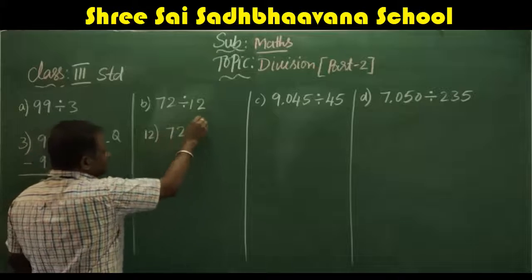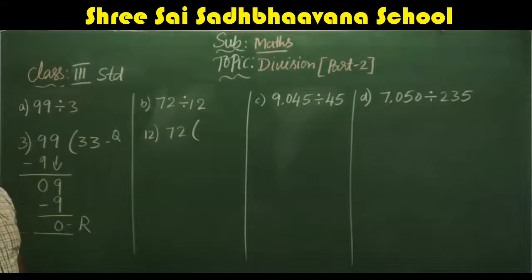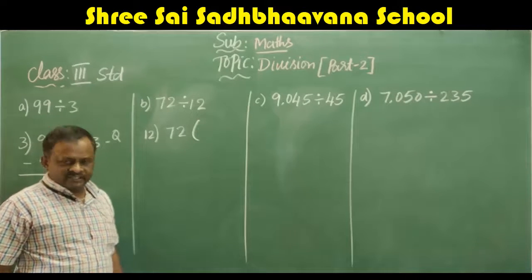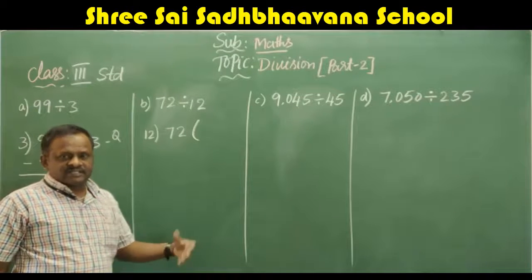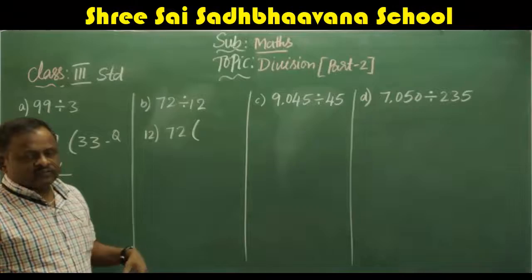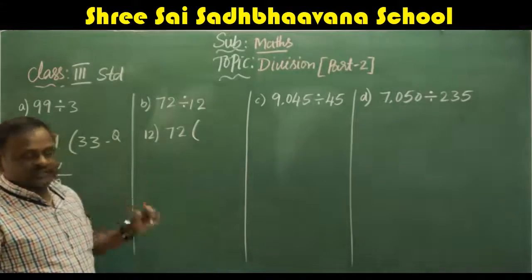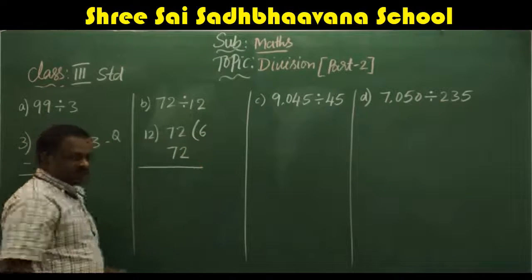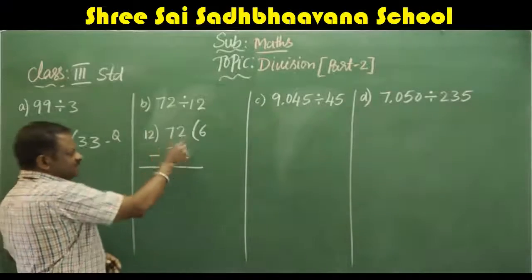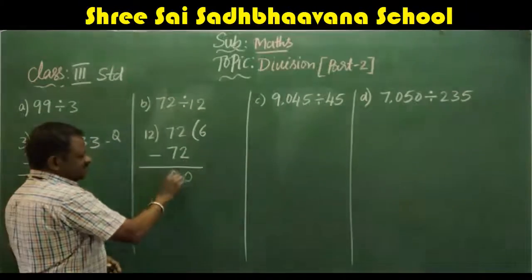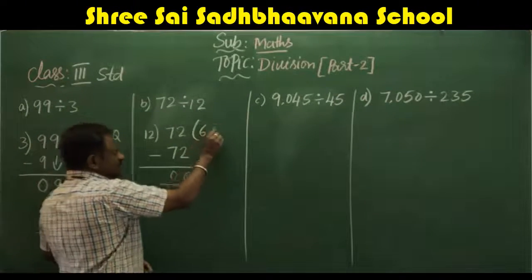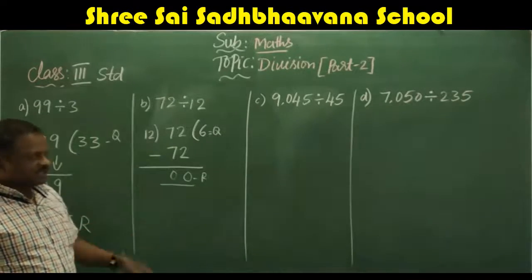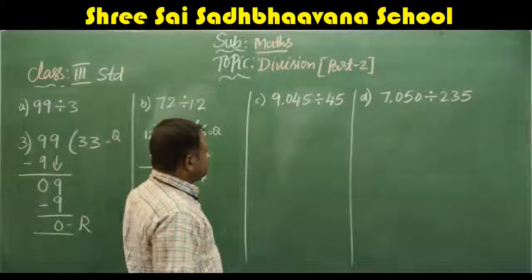72 divided by 12. I hope you know the 12 table, or otherwise I will repeat once again. 12 ones are 12, 12 twos are 24, 12 threes are 36, 12 fours are 48, 12 fives are 60, 12 sixes are 72. So 12 sixes are 72. What I have to do? Subtract: 2 minus 2, 0, 7 minus 7, 0. Here also remainder 0, quotient is 6. I hope you understand this one. Next we will move to the next problem.